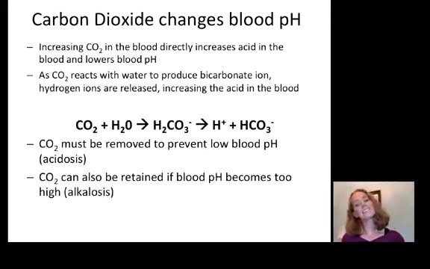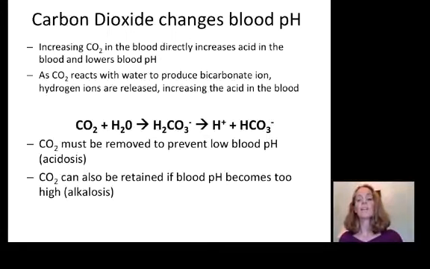So, did you notice the acid? Right? So I told you in the very beginning that carbon dioxide has an important relationship to affecting blood pH. So increasing carbon dioxide in the blood directly increases acid in the blood, and when you have high acid, you have a low pH. So this is the acid portion of this equation. In order to prevent the pH of the blood from getting too low or creating a condition called acidosis, carbon dioxide must be removed by the lungs.